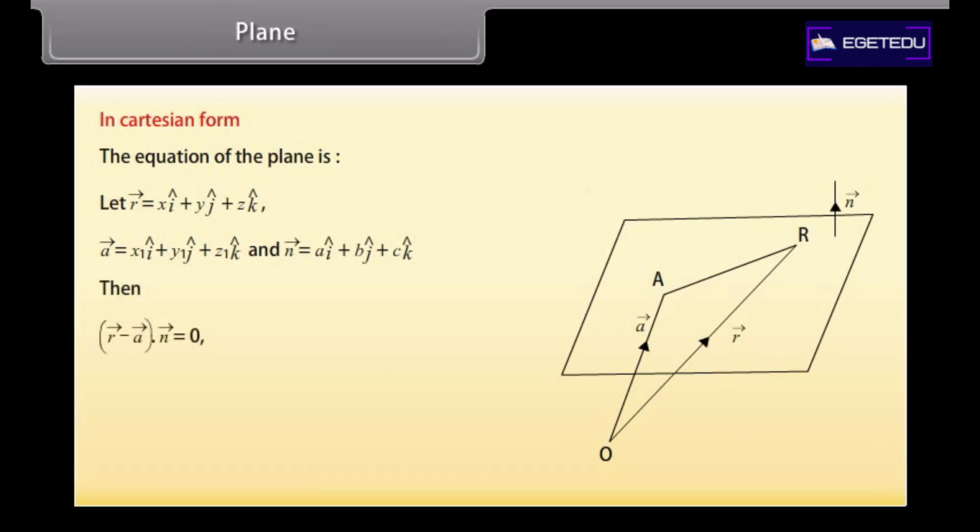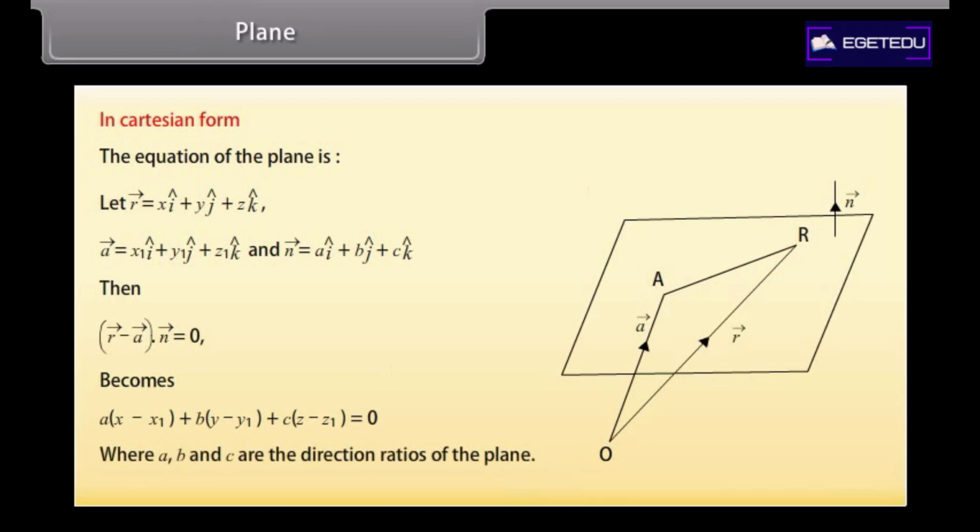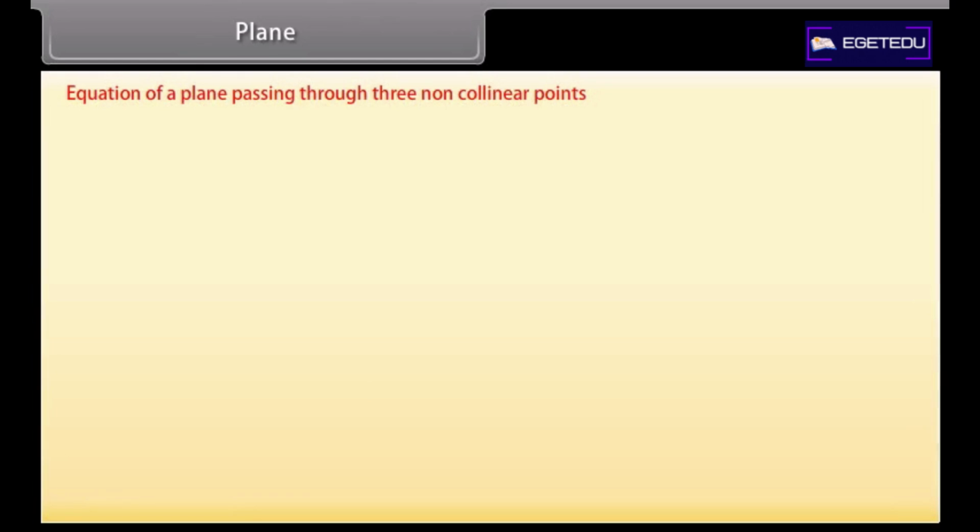Then, dot product of vector r minus vector A and vector n equals 0 becomes a into x minus x1 plus b into y minus y1 plus c into z minus z1 equals 0, where a, b, and c are the direction ratios of the plane. Equation of a plane passing through 3 non-collinear points.